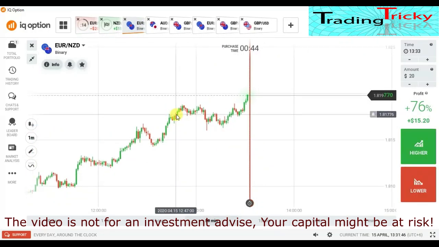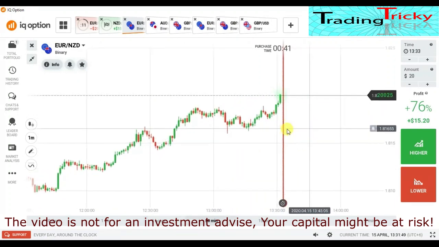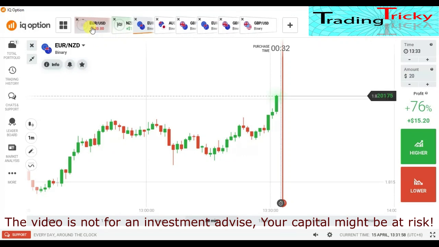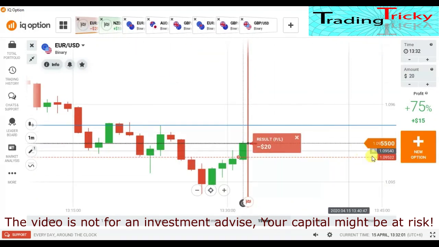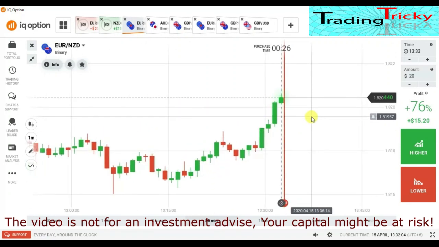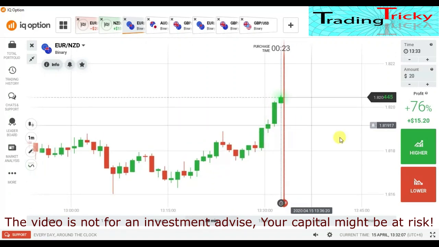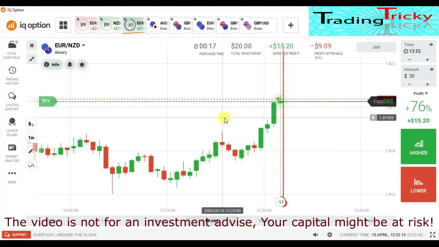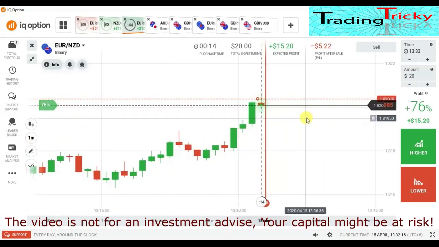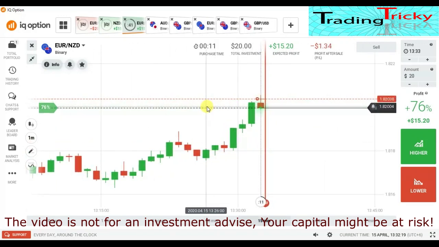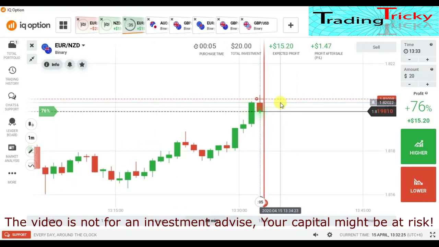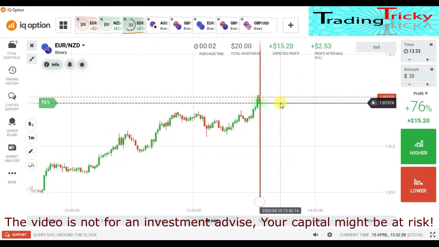We see Euro NZD. This is an uptrend. I have lost this trade. Anyway, loss is common, no need to worry. Okay, I'm going to place a lower option here with some marginal safety. This is a breakout candlestick because this is a round number and the market just closed above the round number. It means the next candle will be a bearish candle. So I place a lower option.